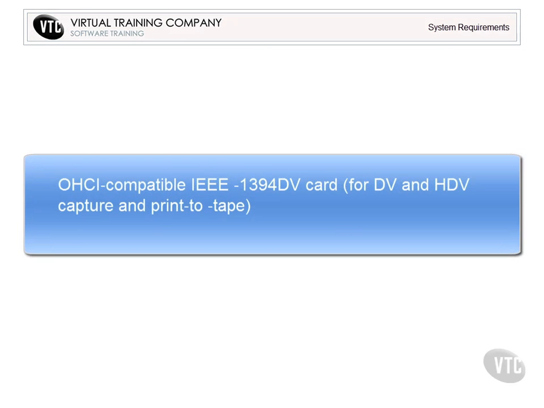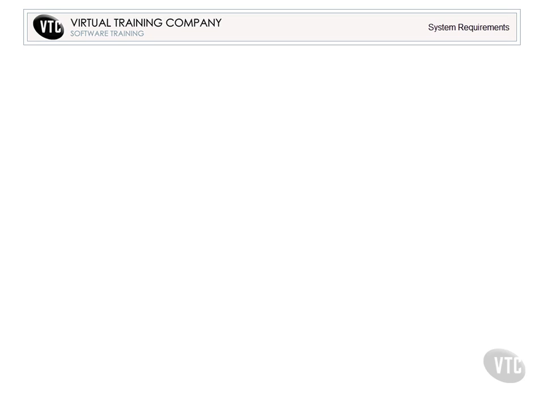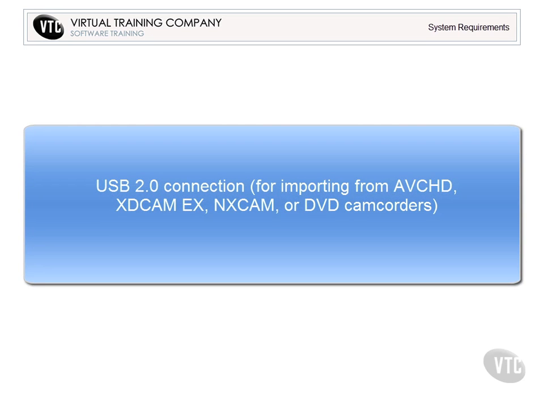If you want to capture video footage from your digital camera within Vegas Pro rather than having it provided to you on disk, for example, then you'll need an OHCI-compatible IEEE 1394 DV card for DV and HDV capture and print to tape. If you have one of those camcorders that you can connect via a USB cable, then you will need USB 2 connections, i.e. for importing from AVCHD, XDCAM EX, NXCAM or DVD camcorders. That said, I would have thought every PC today has got at least one USB 2 connection available. Most new PCs today are running USB 3.